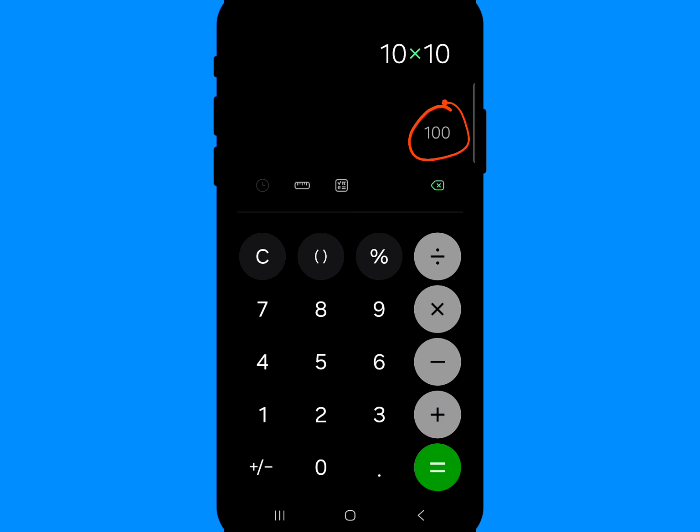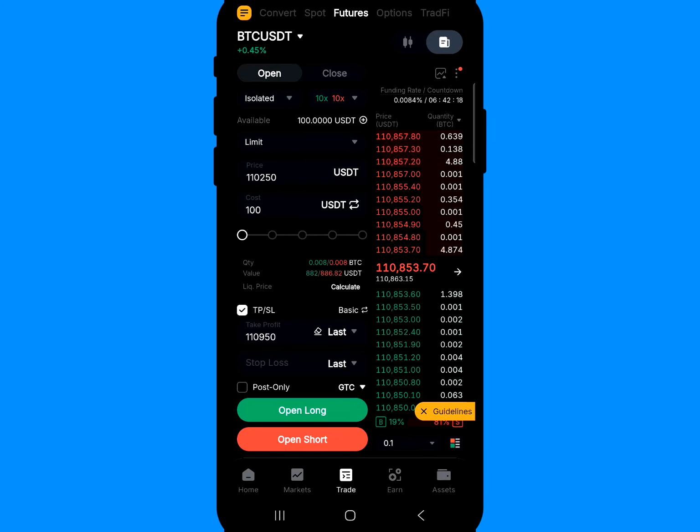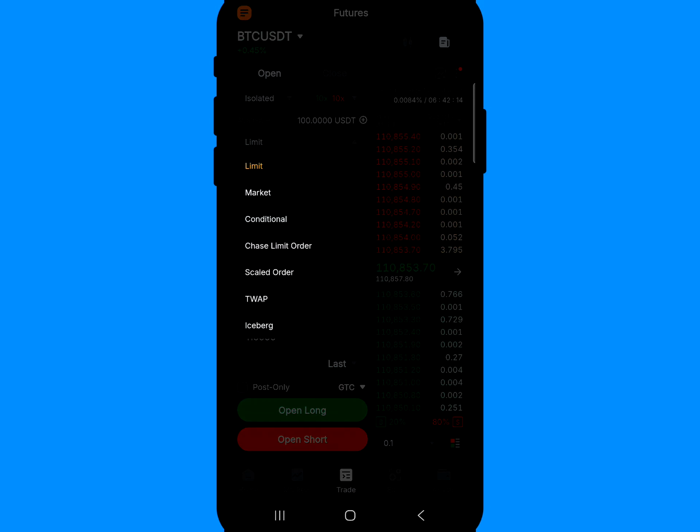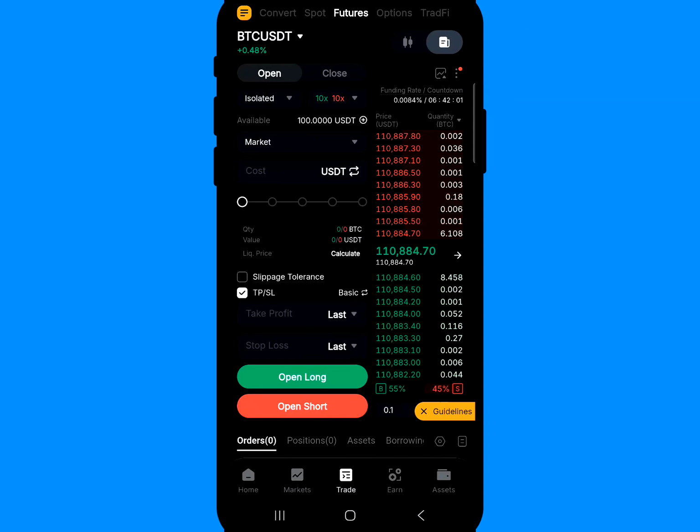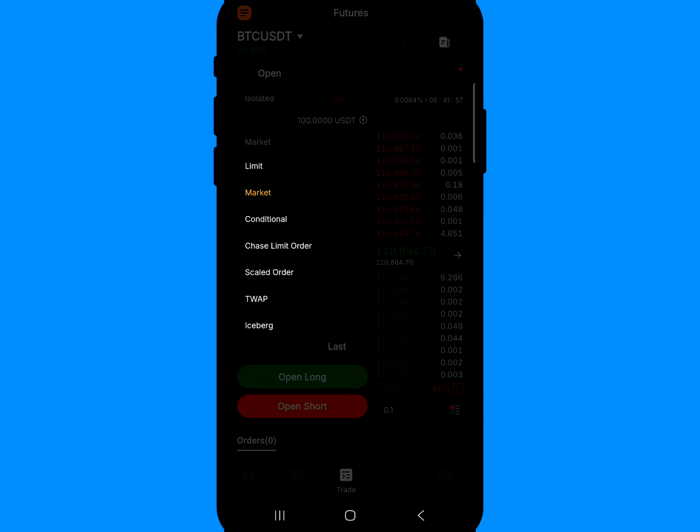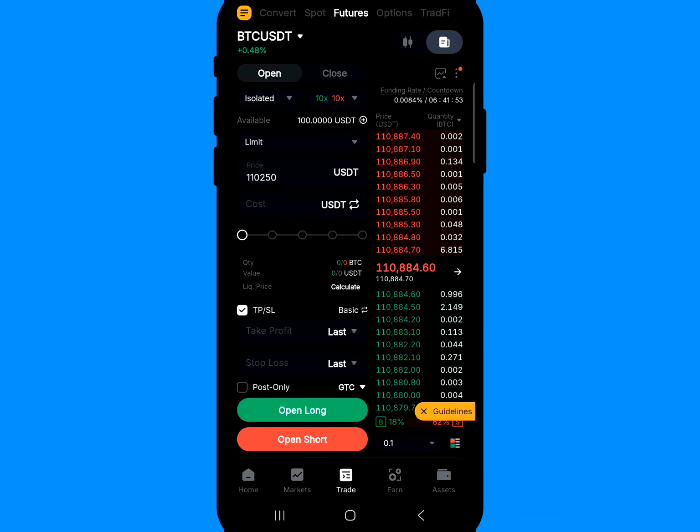So right now I already know what I'm going to do in that area. We have limit. Limit means I want to set my limit, I want the price to come to my limit area before I can buy. Market means I want to buy now, I want to enter the market immediately. So right now here, I want to buy at limit.